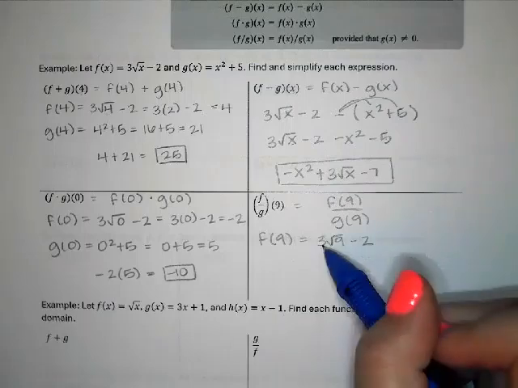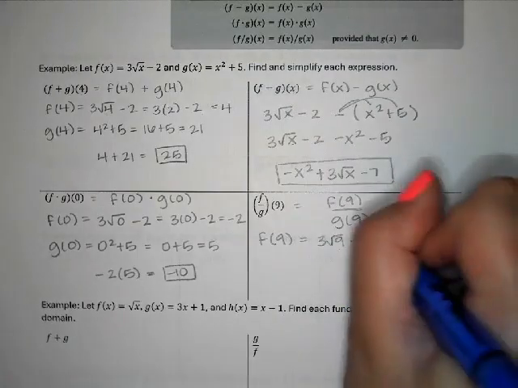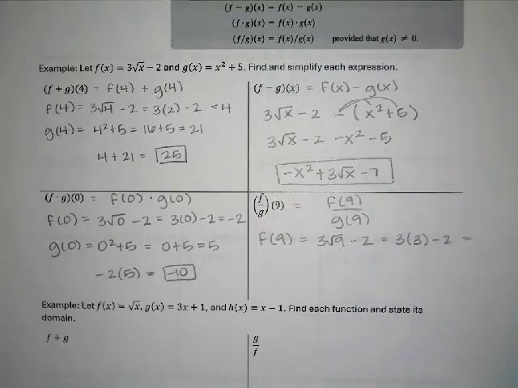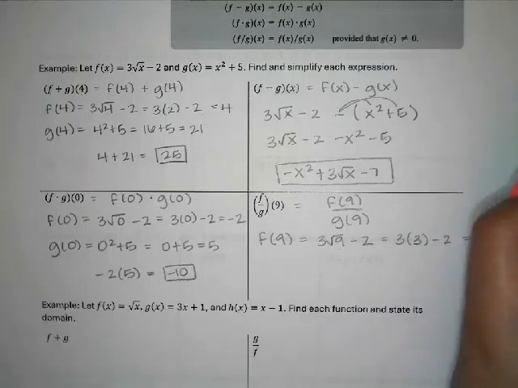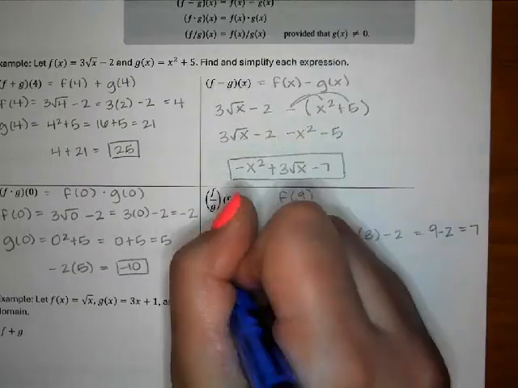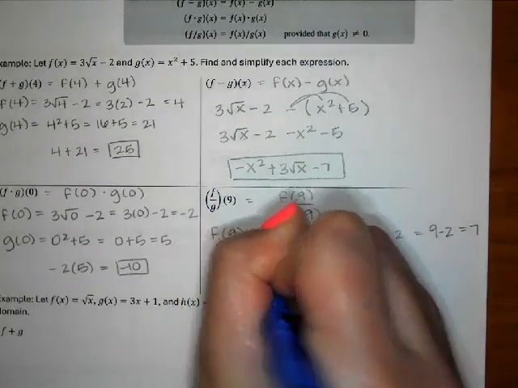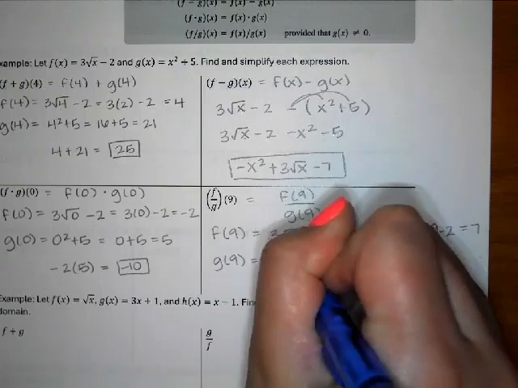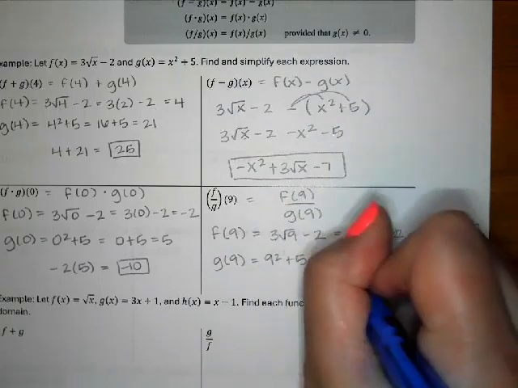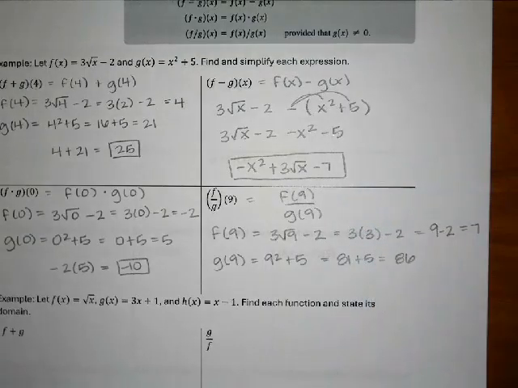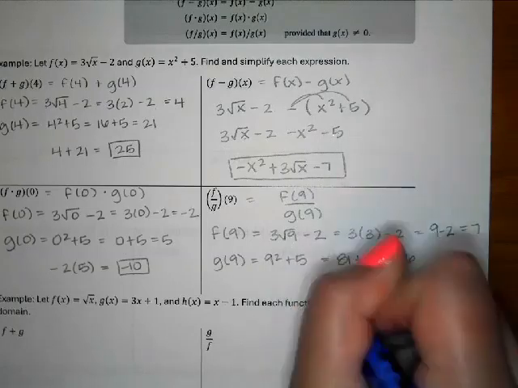So this would be 3 times the square root of 9, which is 3 times 3. And so we have 9 minus 2, which is 7. G of 9 is 9 squared plus 5. So that's 81 plus 5, which is 86. So we have to write these as division, 7 divided by 86.